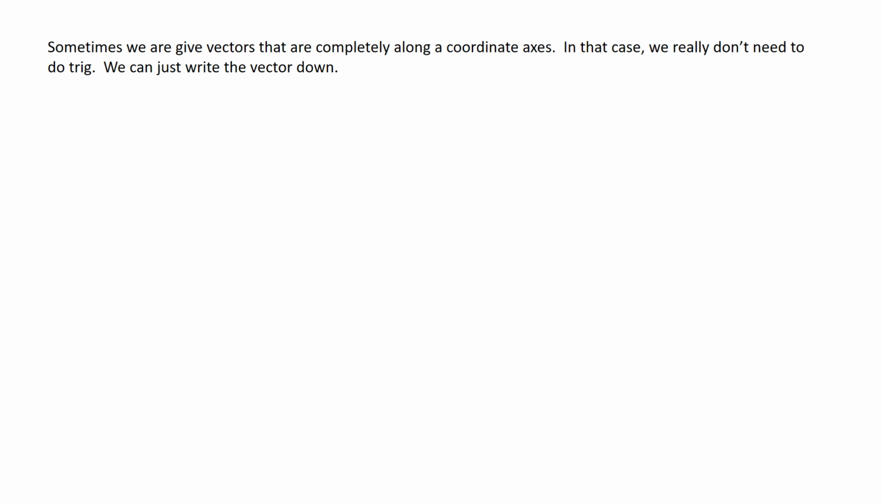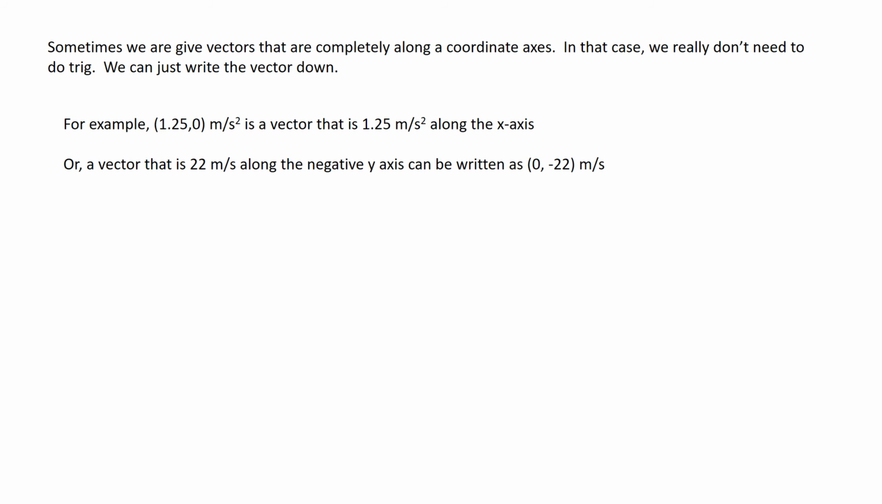Sometimes we are given vectors that are just completely along a particular coordinate axis. In that case, you really don't have to do trig, you just write the vector down. Here's an example. 1.25, 0 meters per second squared. That's a vector representing acceleration that is along the x-axis. So I could just say 1.25 meters per second squared along the x-axis. You could put 0 degrees if you wanted to, but I just like writing the words down. Here's another vector, a vector that is 22 meters per second along the negative y-axis. Well, I can write that as 0, minus 22 meters per second.